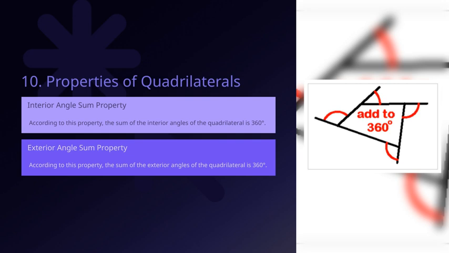Both of these properties are crucial because they connect the angles inside and outside the shape, reinforcing the idea that quadrilaterals have consistent geometric properties. These principles also help us solve many problems involving angles and shapes in our broader study of geometry.